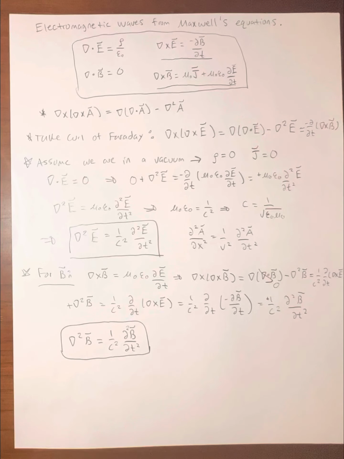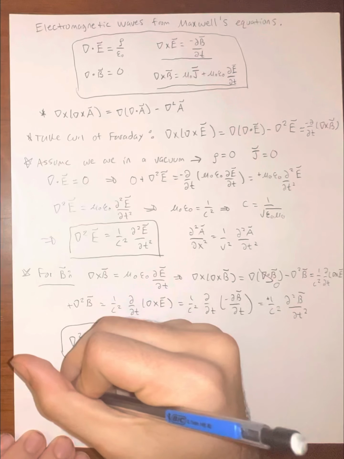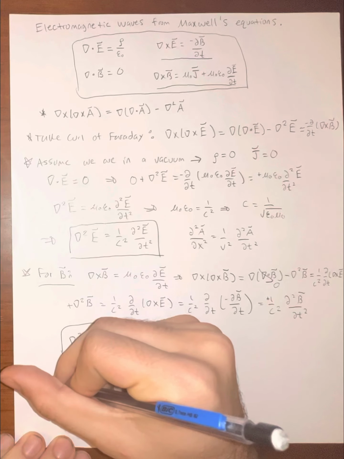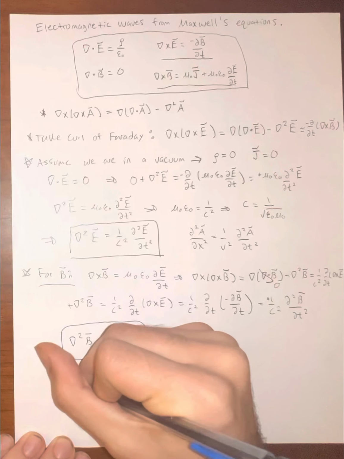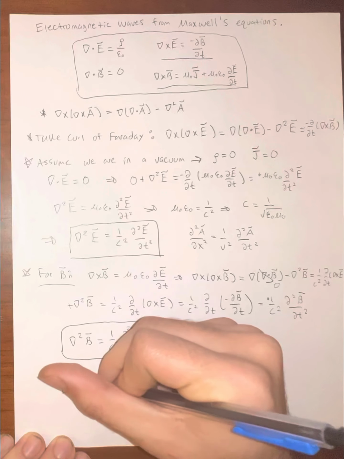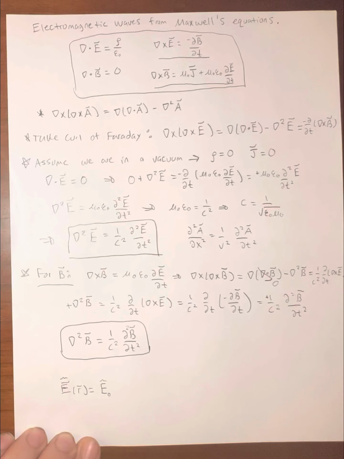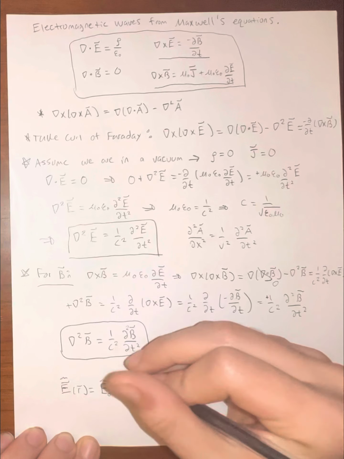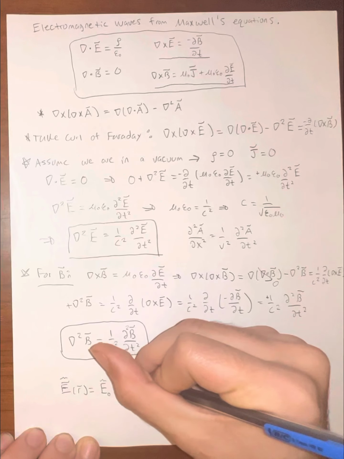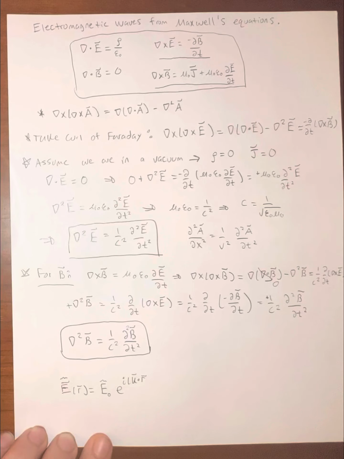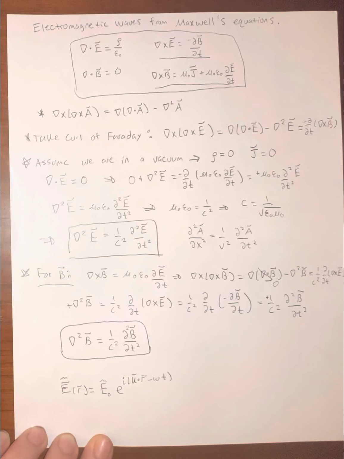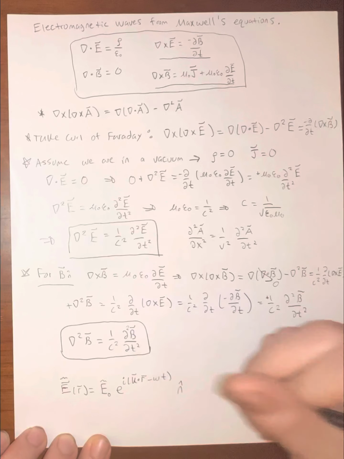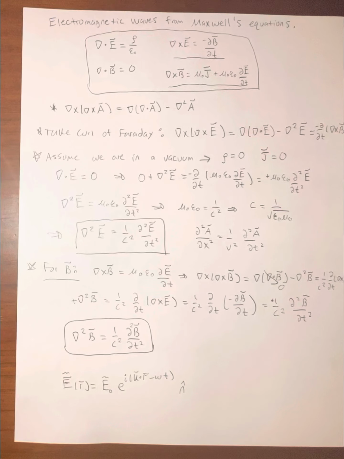And these wave equations have solutions that have explicit form that are in a complex notation given by complex amplitude E naught, exponential i k dot r, where k is the propagation vector, minus angular frequency times the time. And then that's all in the n hat direction, where n hat is the electric field polarization direction.